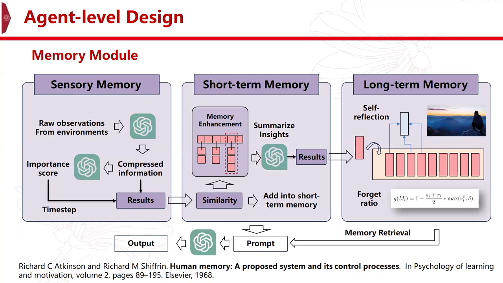In the long-term memory, the agent can self-reflect to generate high-level and abstract information to guide the user's future behaviors. And in the long-term memory, the information can also be forgotten according to some probabilities. The whole memory mechanism follows the human cognitive process in the following paper.